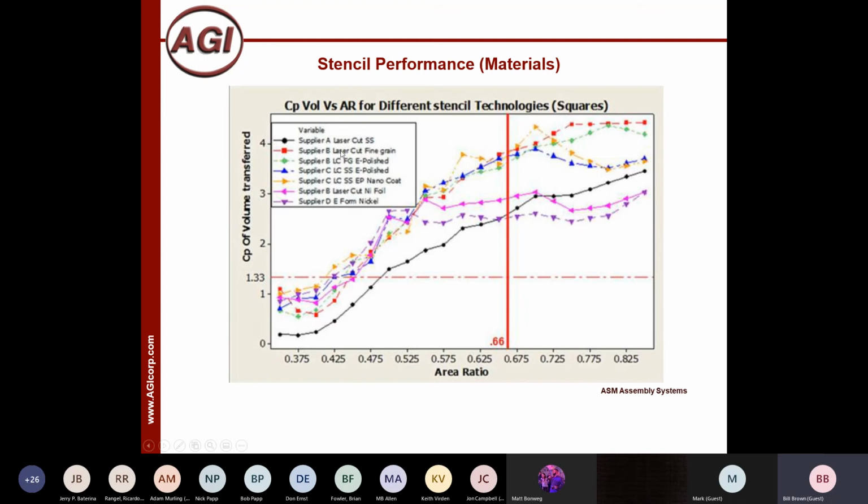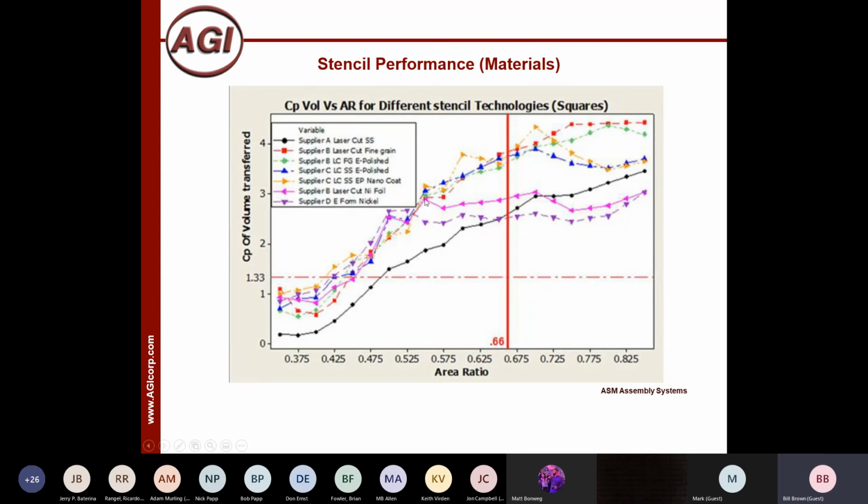Obviously the old laser cut stainless steel with the large grain size metals is on the low end of the chart here. And as you start going down, the laser cut fine grain in red, which is what we currently use, laser cut fine grain e-polished in green, laser cut stainless steel e-polished, which, like I said, is not really a practice that's done anymore. And then, of course, nano coated foils and nickel coated foils.